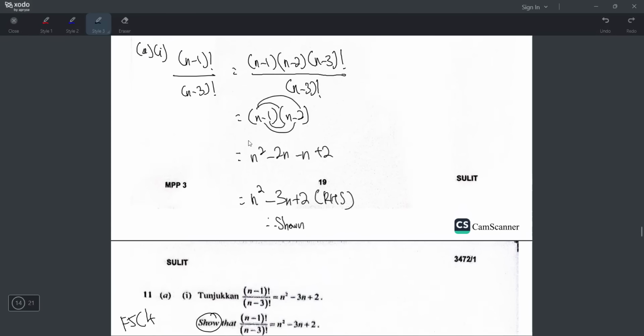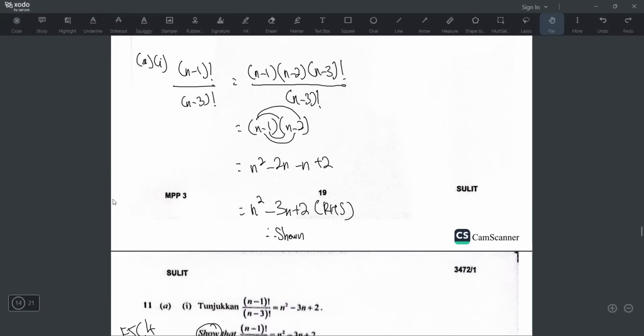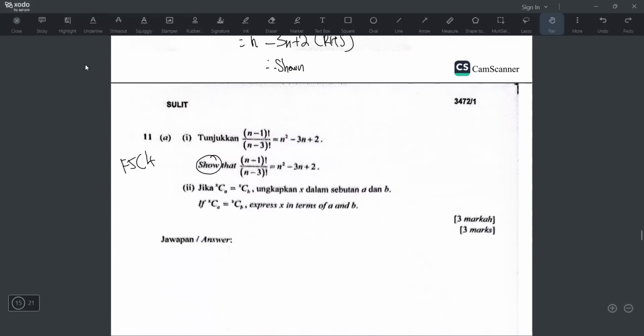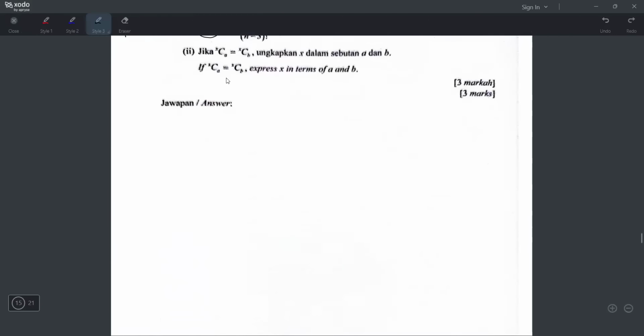Okay, so we already succeeded in proving, or showing, that the left hand side is equal to the right hand side. That's all. I'm done with A1. So now let's do A2. Okay, A2, let's do it here.